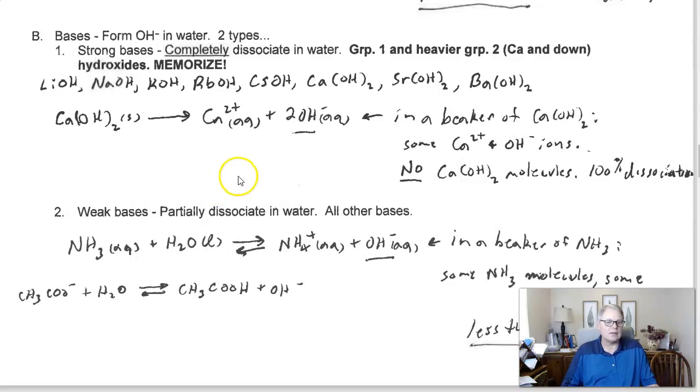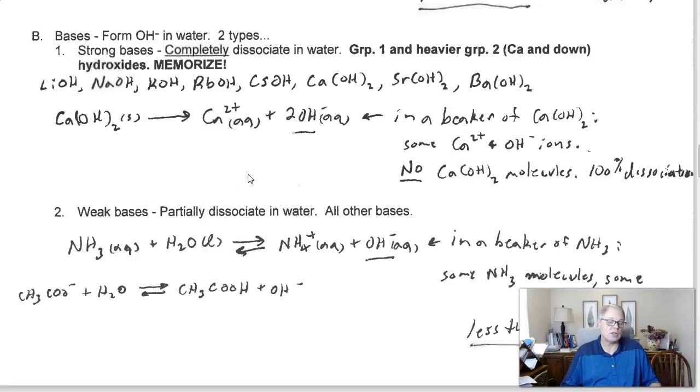The key here is, if I looked inside a beaker of calcium hydroxide, what would I see? Well, I would see some calcium 2+ floating around, some hydroxide floating around, but what I would not see is any Ca(OH)2 molecules floating around. 100% dissociation. Everything breaks apart, and that's what makes it a strong base. You might get twice as much hydroxide out of this as you would, say, lithium hydroxide, but lithium hydroxide completely breaks apart, 100% dissociation, and that's what makes them both strong bases. It's not a question of concentration, it's a question of how much does it dissociate.